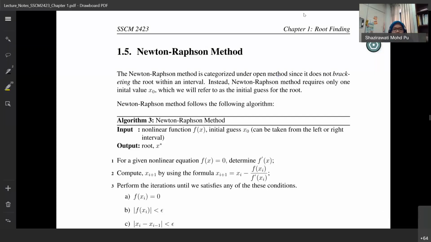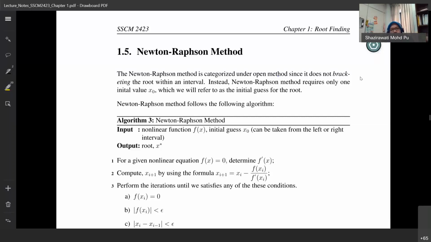Right. So the Newton-Raphson method is categorized under open methods. Before this, you had bisection. That one is called a bracketing method, because in order to start the bisection, you need to have the initial interval.